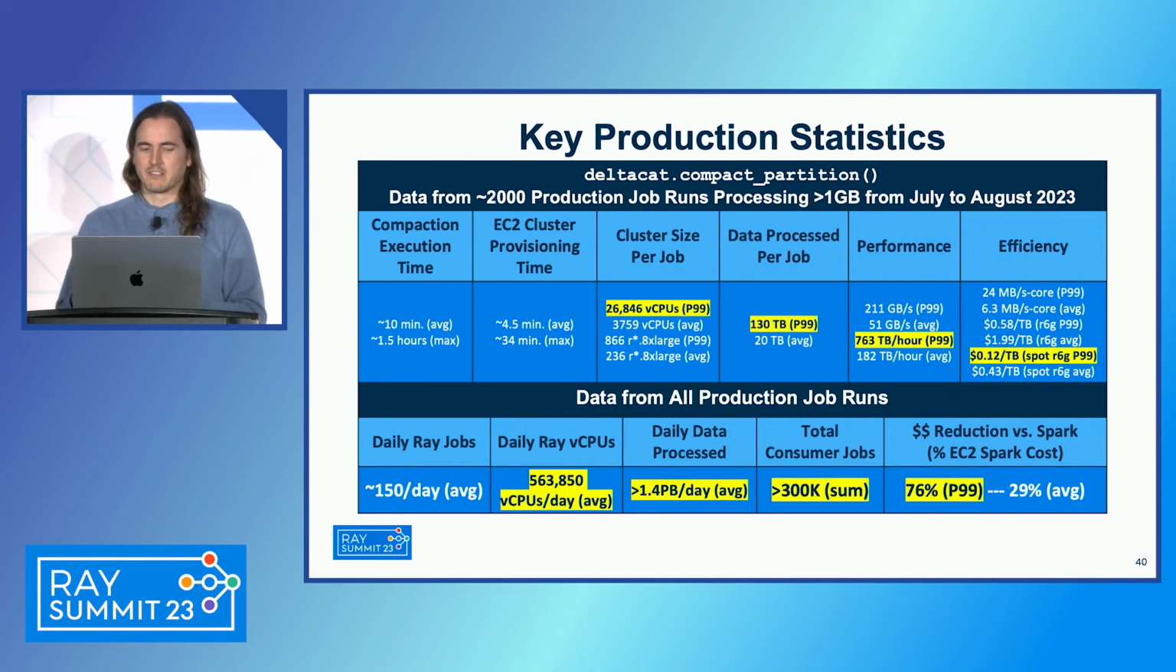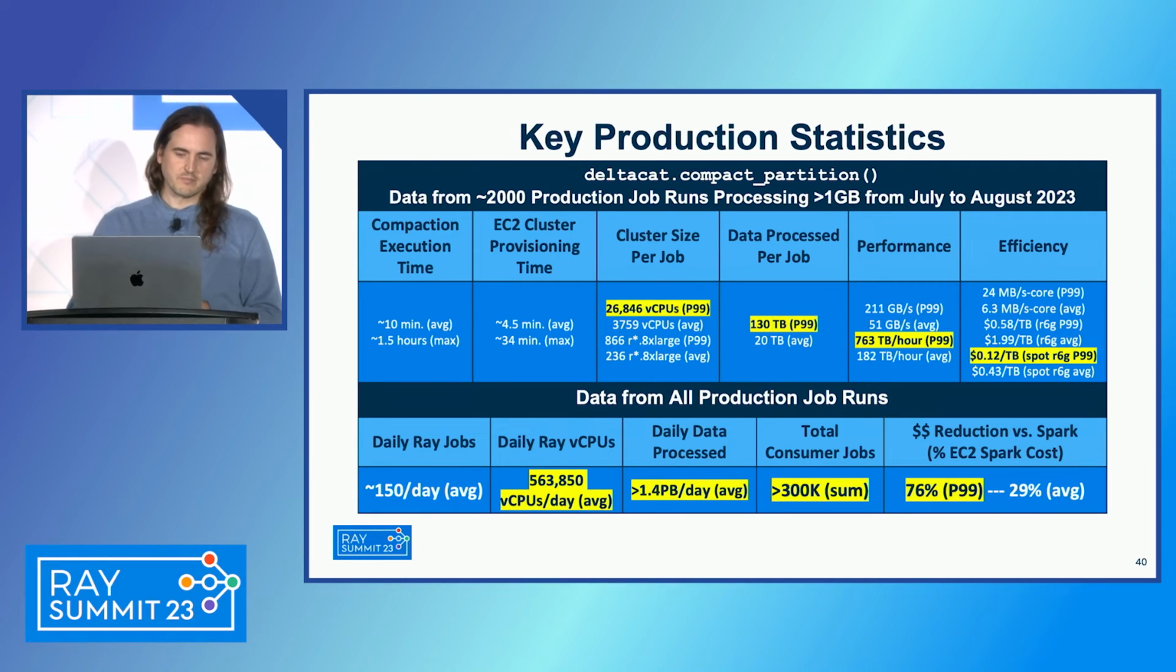And we run about 570,000 vCPUs of Ray across all of our Ray clusters every day, process about 1.5 petabytes a day, have over 300,000 consumer queries running against these jobs every day. And overall, we're reducing our cost versus Spark. At most, these are fully automated clusters that are just being provisioned without any hands-on intervention. We're still getting about 76% improvement on our P99, about 30% with our average improvement, focusing on the largest tables, moving from Spark to Ray.